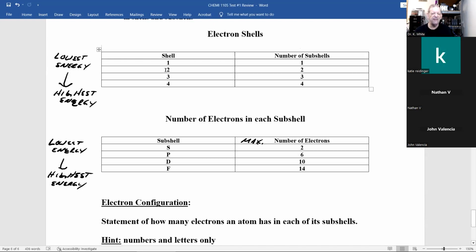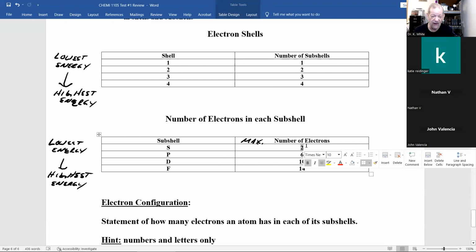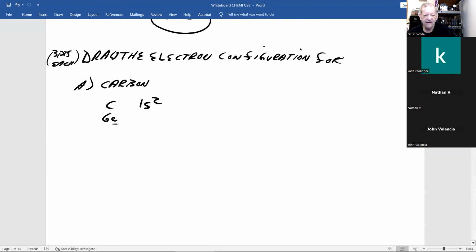If we look at this table, shell 1 has 1 subshell. We filled it up with 2 electrons. We next go to shell 2, which has 2 subshells. The first subshell in shell 2 is 2s. Always fill the lowest energy shell and subshell. In 2s, you can only put 2 electrons, so I will. Well, 2 plus 2 is 4. I've got more electrons to go.